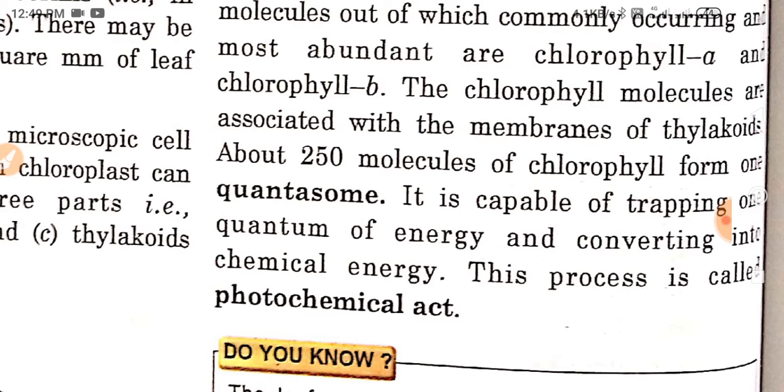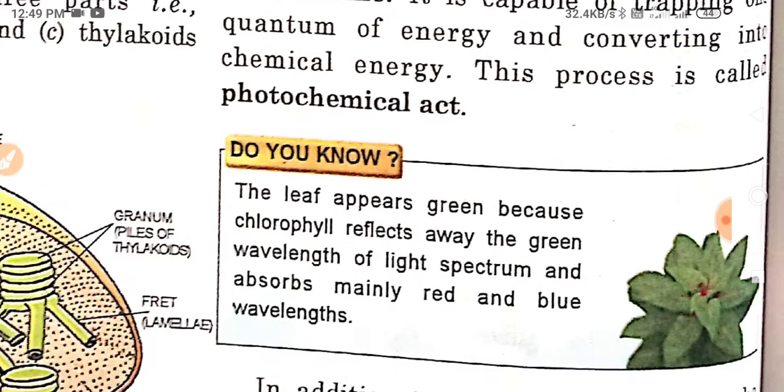So you have to understand that about 250 molecules of chlorophyll in the membrane of thylakoid form one quantasome. They are capable of trapping the quantum of energy and converting it into chemical energy. This process is called the photochemical act.